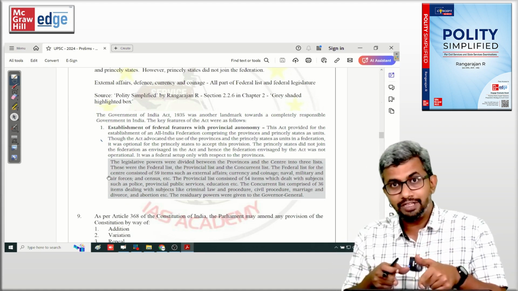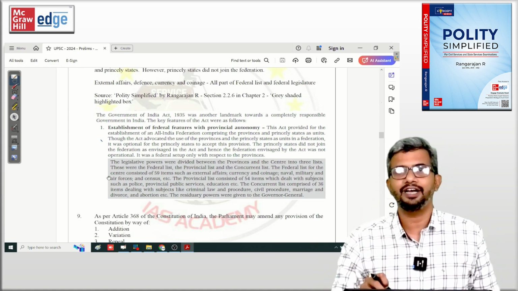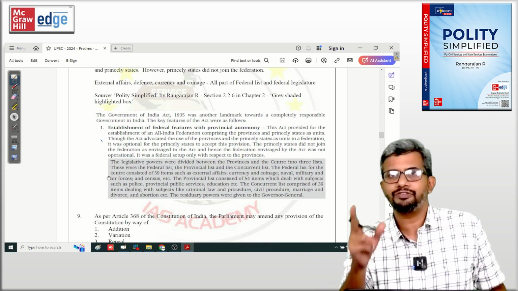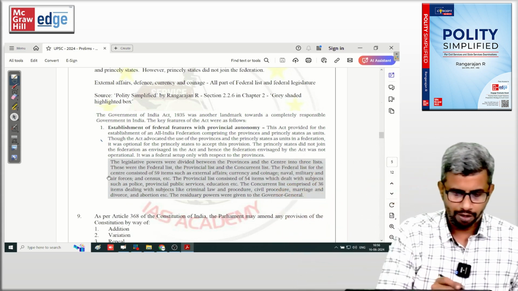And you will find even in this year's questions, around 4 to 5 questions have come from these grey shaded areas. Which means if you revise these grey shaded areas once the day before the exam, you will not make a mistake at all. And look at it here.